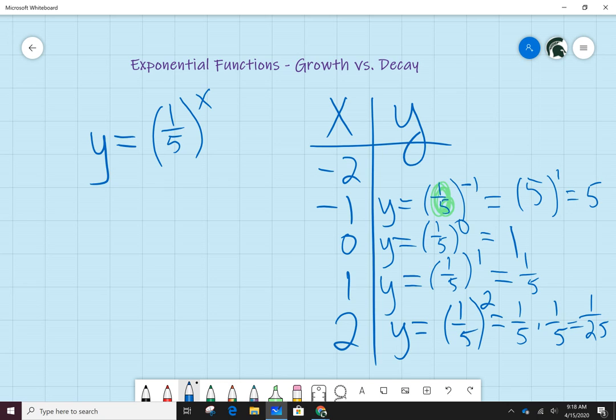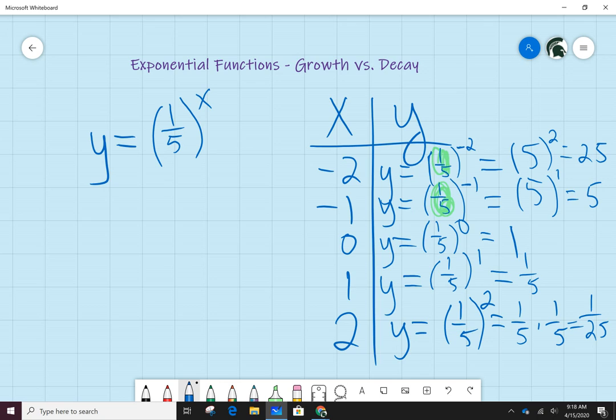Let's do the same thing with the power of -2, where y equals 1/5 raised to the power of -2. Again, the negative will take the reciprocal. We need to take the reciprocal of this base. So that base will turn into a 5, now raised to the power of +2, which gives us 25.